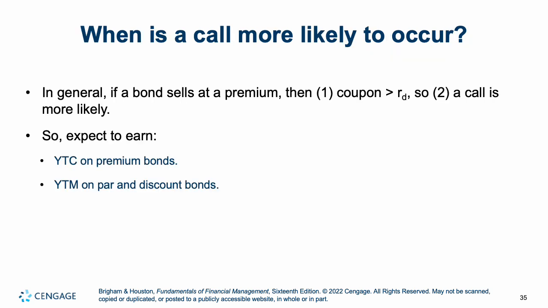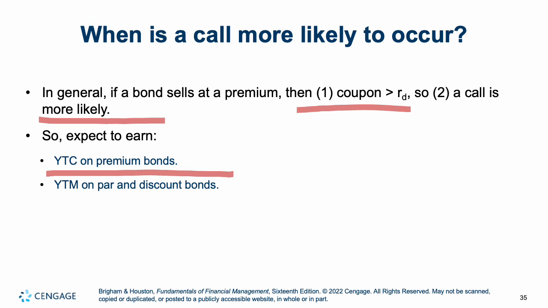When is a call most likely to occur? Pretty straightforward. If a bond is selling at a premium, then the coupon is going to be greater than the return on debt, so a call is more likely. If a bond is selling at a premium, expect to earn the yield to call more than likely. If it's selling at a discount or at par, then you would expect to earn the yield to maturity.